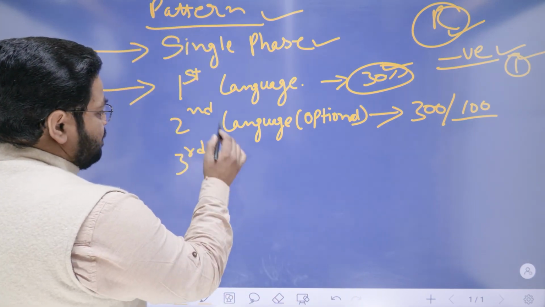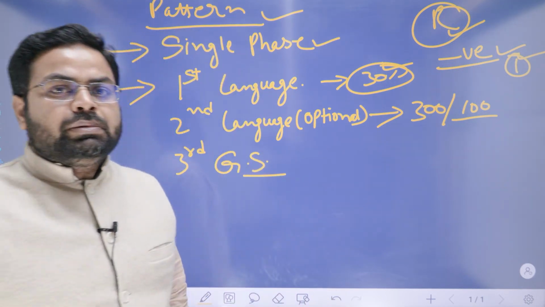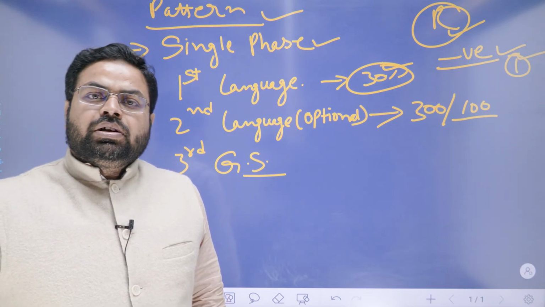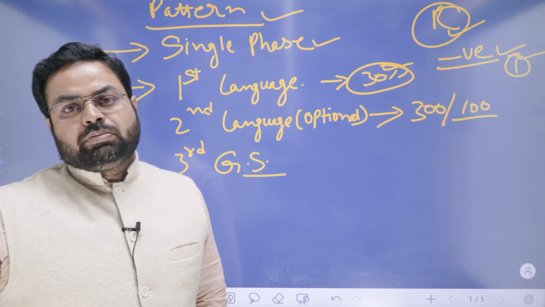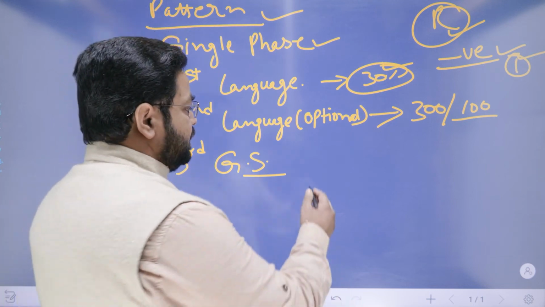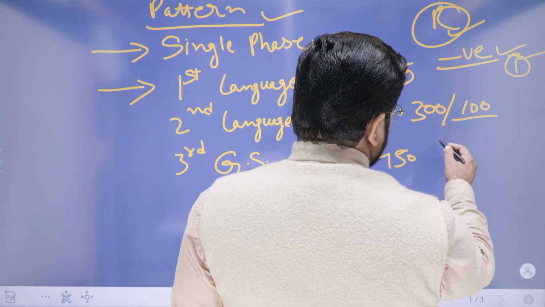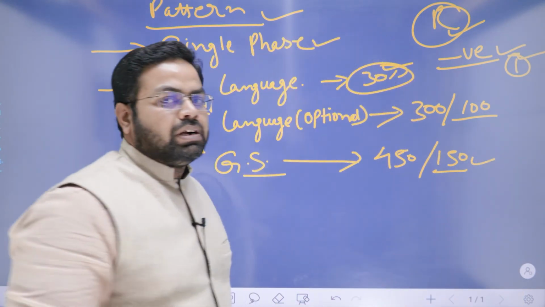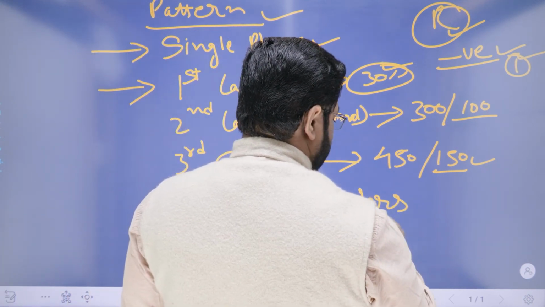Then the third paper will be the GS paper, in which there will be general science, mental ability, reasoning, mathematics, etc. And there is clear delineation of how many questions will be asked from which section and what the weightage of each section will be. Again, each question will have equal weightage. This paper will be of 450 marks. 150 questions will be asked in this paper, and all the papers are of 2 hours duration.